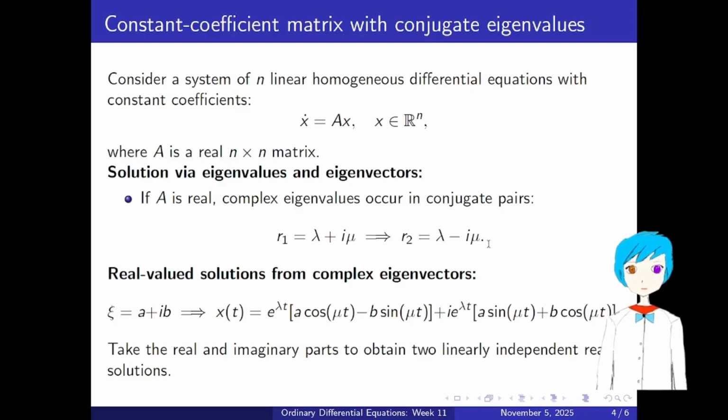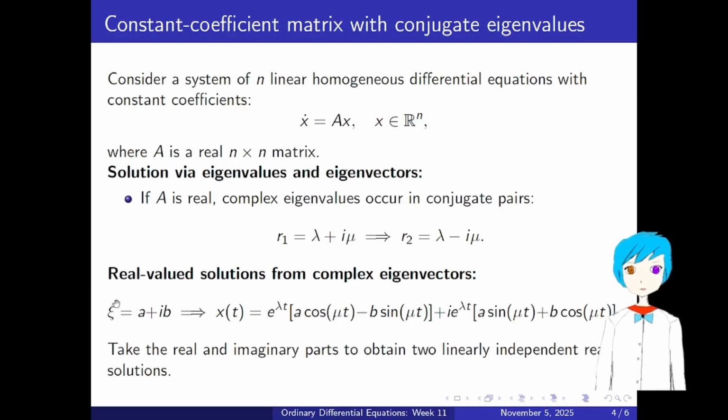So what if the matrix A is real valued but it has complex valued roots? In this case, if A is real, the complex eigenvalues always occur in conjugate pairs, lambda plus i mu and lambda minus i mu. Therefore, we can get real valued solutions from complex eigenvectors by separating the real parts and the imaginary parts.